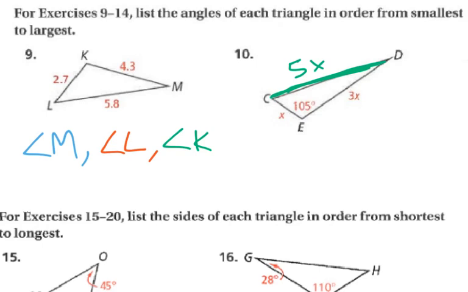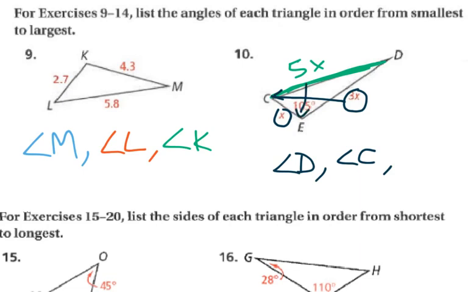But we're going for smallest, so let's start with the smallest first. So D would be the smallest because it's across from the x. D would go first, and then 3x would be across from the C, so C would go next. And then 5x would be across from the E, so E would go last.